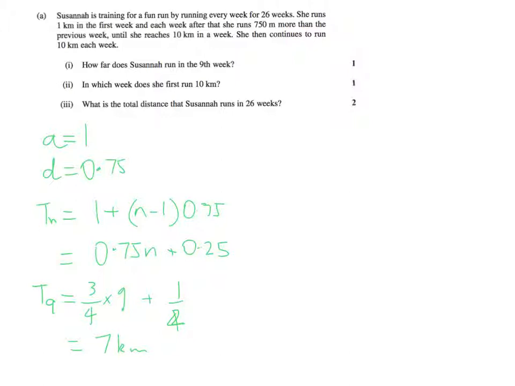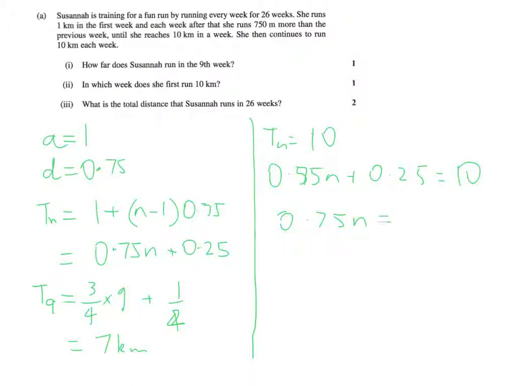In which week does she first run 10 kilometers? So we want to work out where Tn equals 10. So therefore we're going to say 0.75n plus 0.25 equals 10. And that means that 0.75n equals 9.75 and n equals 13 weeks. Okay, or the 13th week. It's the 13th week in which she runs that 10 kilometers, and then obviously week 14 she's going to run 10 kilometers. Week 15 she'll run 10 kilometers, and so on and so forth.